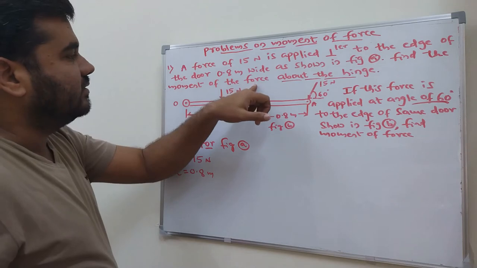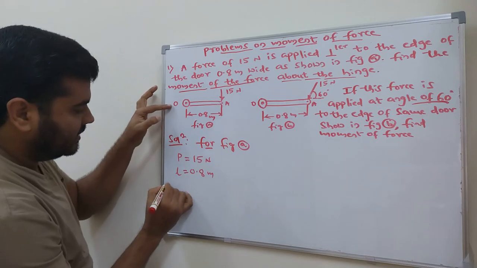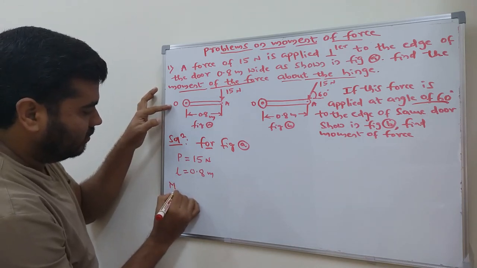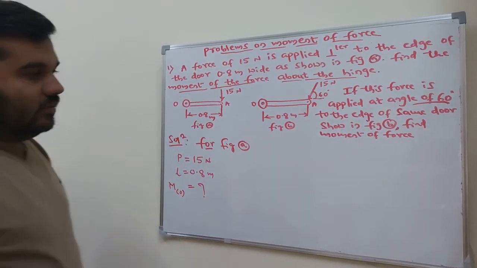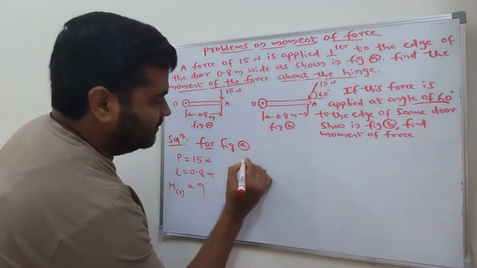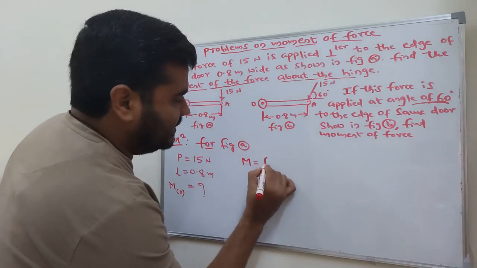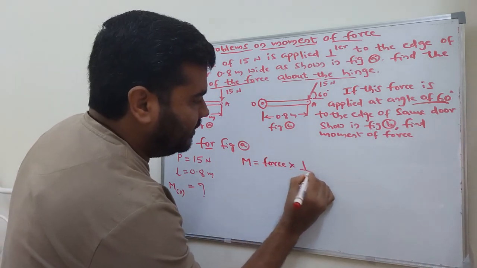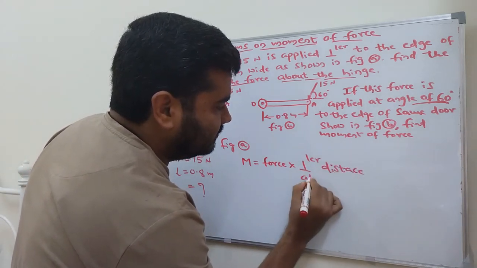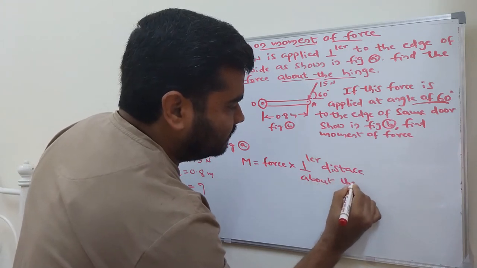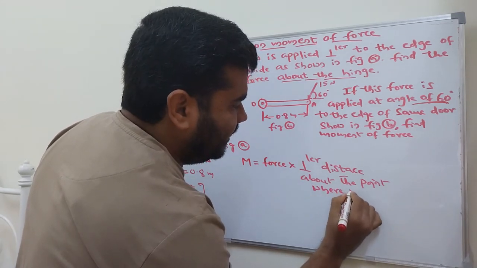Find the moment of the force about the hinge. That is, you want the moment about O. That is M at O equal to how much? By the formula of the moment, we know that M equals force into perpendicular distance, force into perpendicular distance about the point where we need the moment, right?